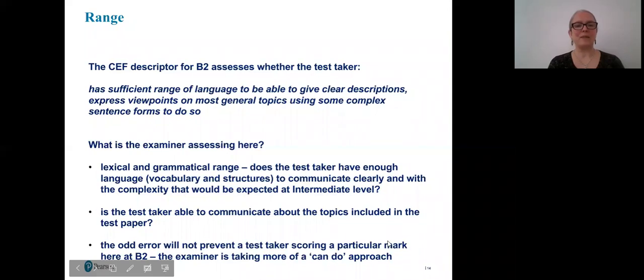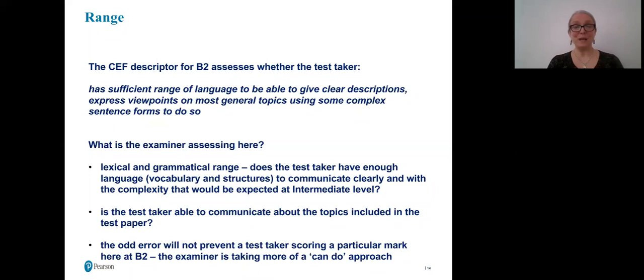We're looking to see whether the test taker is able to communicate about the topics included in the test paper. Do they have the language at their disposal that they need? And again, just to emphasise, we take a positive approach to the marking. We're looking at what the test taker can do, and we're fitting that into our marking framework, rather than sort of spotting or counting errors. And I do want to emphasise here that the odd error would not prevent a test taker from scoring a particular mark at B2. We're taking a kind of more global or best fit approach.